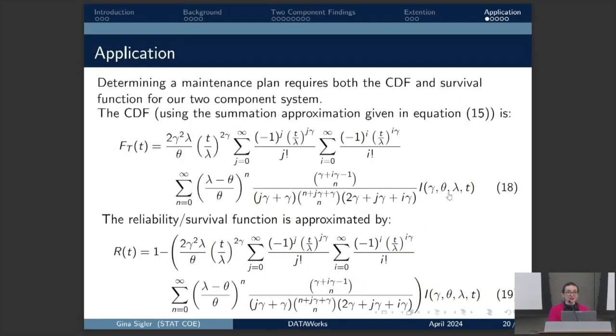All right, so I said we wanted to have the application, and I'm going to go back to my aircraft and the cargo. So the maintenance plan requires that I have a CDF, cumulative distribution function, and then I also have a survival function for my 2-component system. So the math's messy, but it's up there. I can only do this with the approximation equations, and so that's what I'm using.